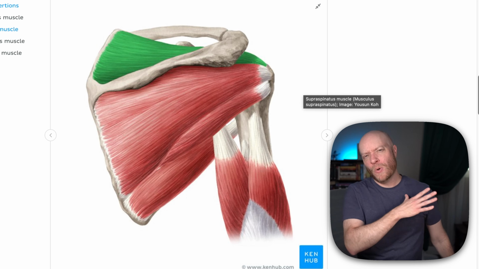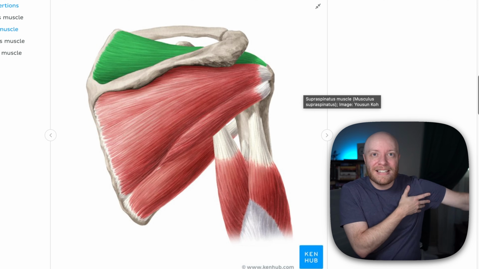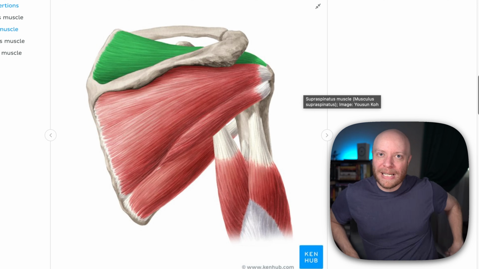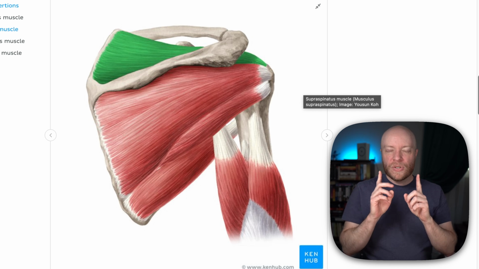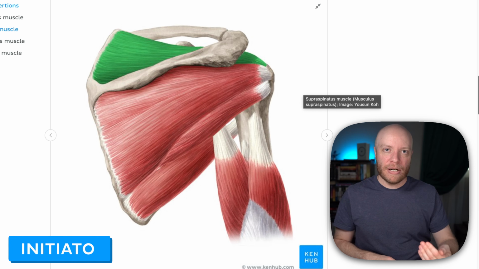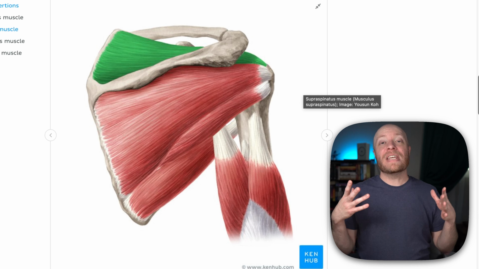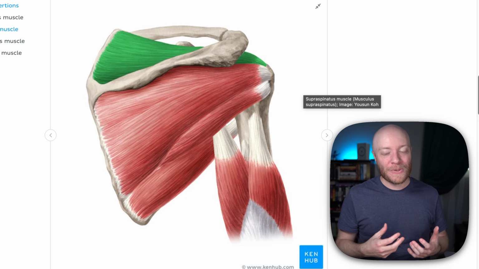Then what's going to happen is a whole series of events where deltoid takes over, trapezius and serratus anterior take over. It's pretty cool when you break down the biomechanics of the shoulder movement. But still, supraspinatus is what's known as an initiator. An initiator means that it is the one that kickstarts the abduction movement. And then other muscles, stronger muscles, will take over.